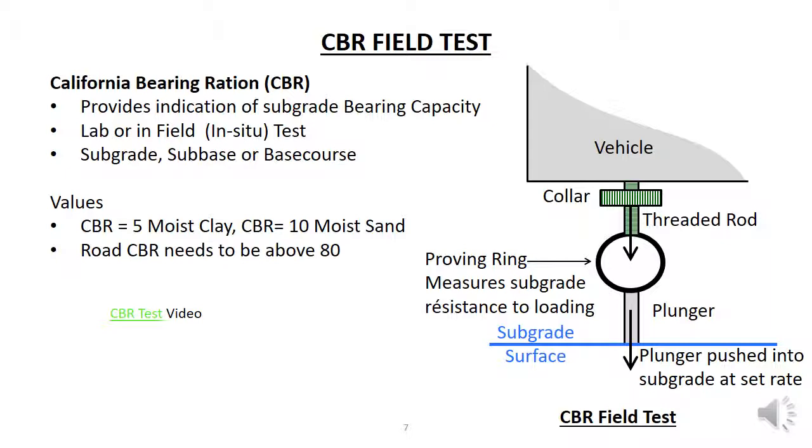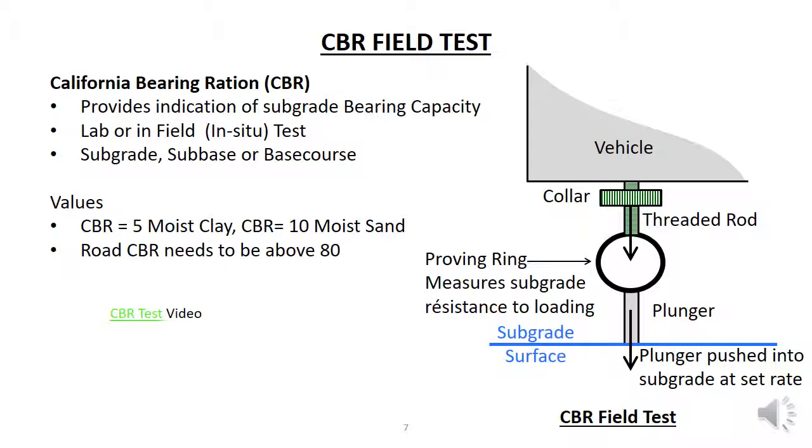The test requires a significant loading to be applied to the plunger, so the test apparatus is normally anchored under a vehicle. The load is applied to the plunger by a threaded rod on a collar, which is pushed down at a set rate as the collar is rotated. This causes the plunger to be driven into the subgrade at a constant rate. The resistance of the subgrade is measured by the proving ring. Stronger soils will provide more resistance, so the measured force would be higher.